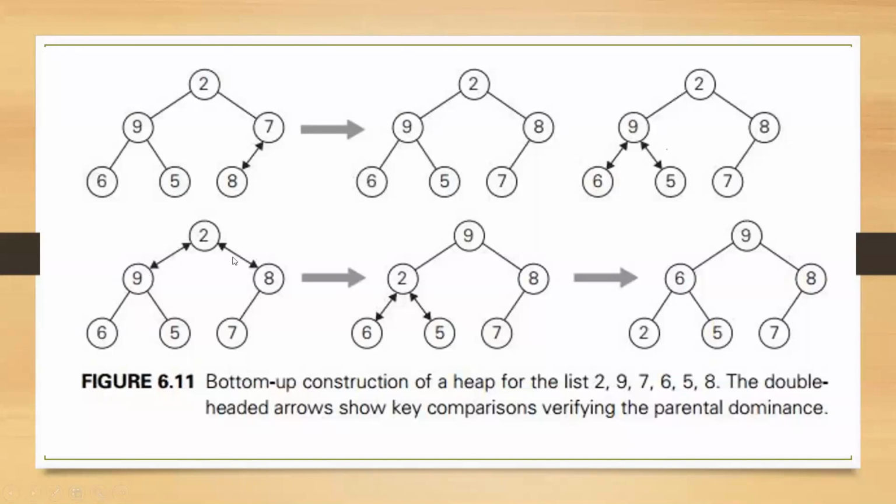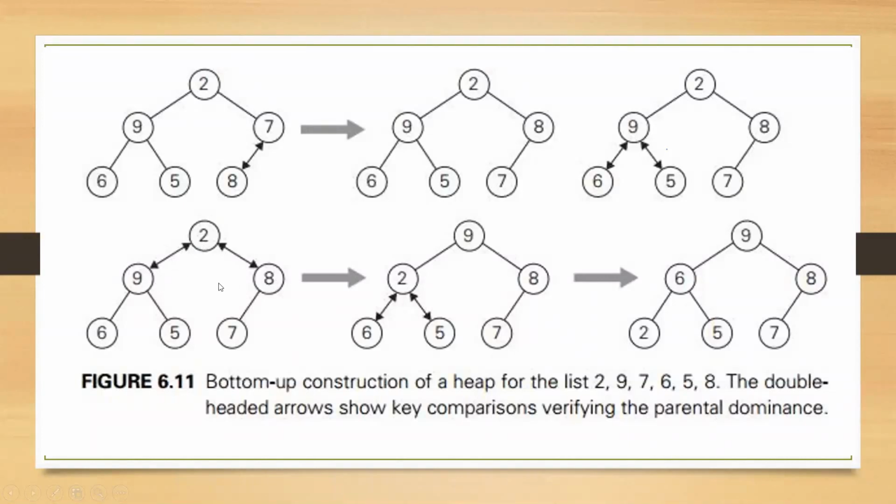Its children are 9 and 8. So which is greater? 9 is greater. So see, this parent is smaller than its children, isn't it? Now you have to swap, or change the position of the parent and the child. Now you have to decide with which you are supposed to exchange, whether with the left child or the right child. So how to check that?